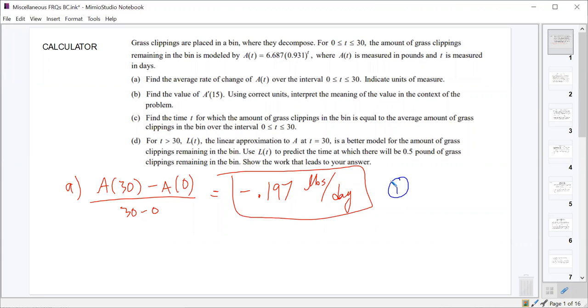Everybody good there, part A? Cool. All right, part B.